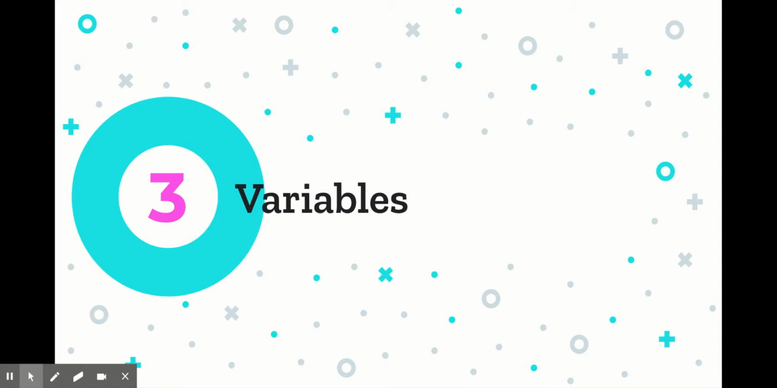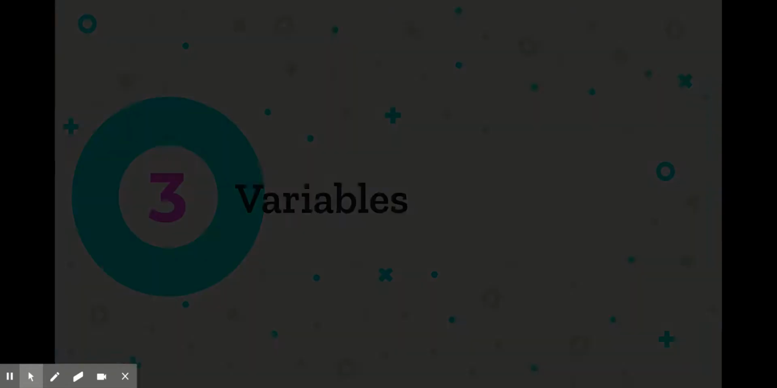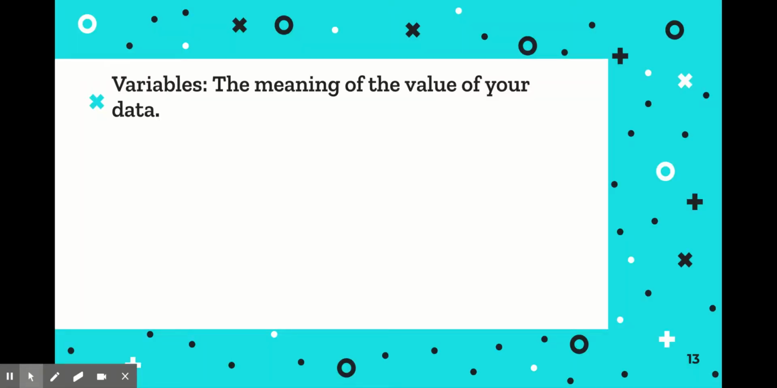And lastly, let's look at the different variables of our data that we could have. Variables are the meaning of the value of your data. So we're going to be dealing with two types.